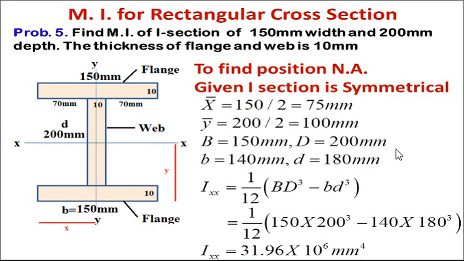If you observe this particular I section, you will come to know that this cross section is symmetrical. The top flange is 150, the bottom is also 150. So that's why it will have two equal sections about x and y axis. If you can pass the x axis from the center, you can pass the y axis from the center. Whenever any cross section is symmetrical about both the axes, you will get the centroid directly at the center.